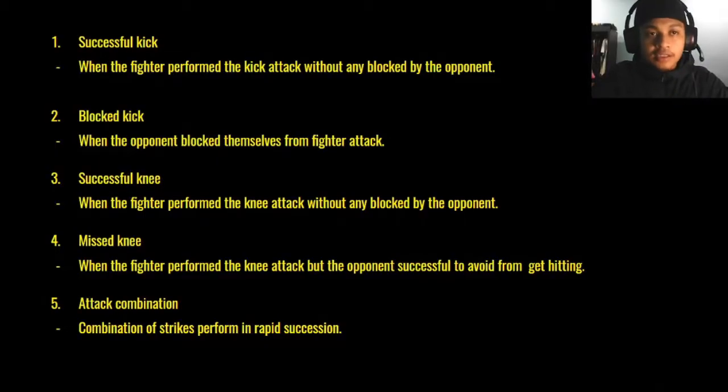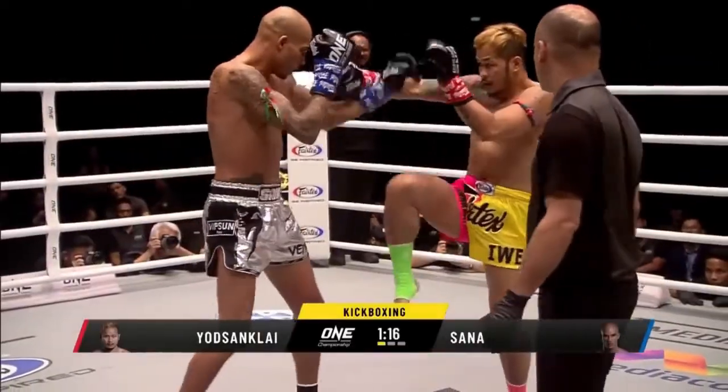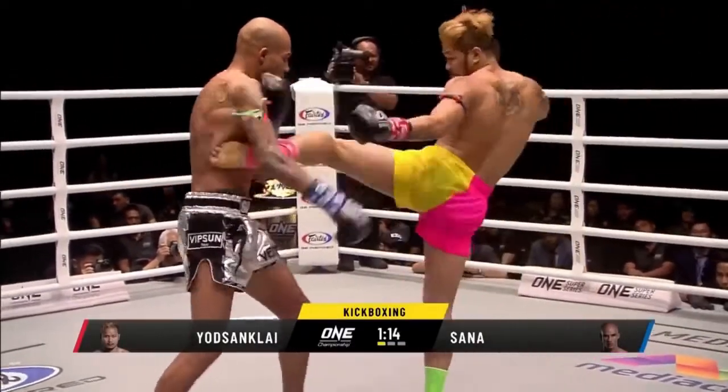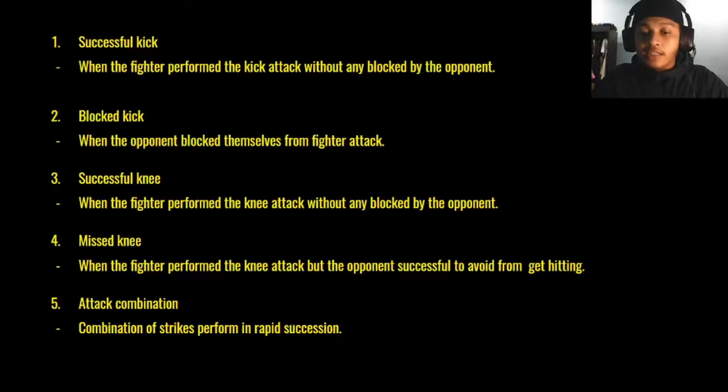Successful kick is when the fighter performs the kick attack without any block by the opponent. Successful kick is when the foot lands on the upper body of the opponent. A kick is a physical strike using the leg.